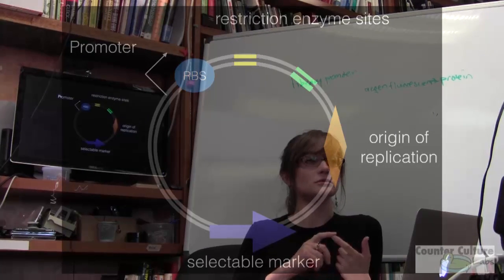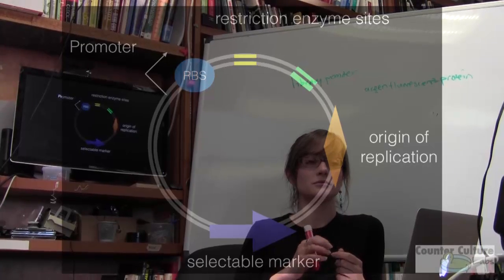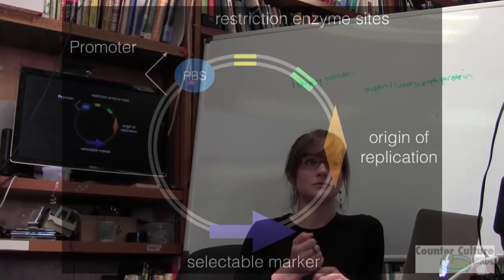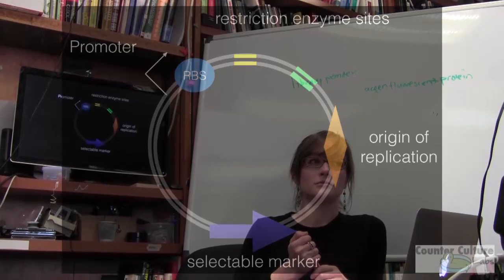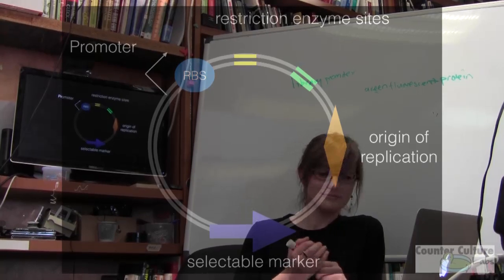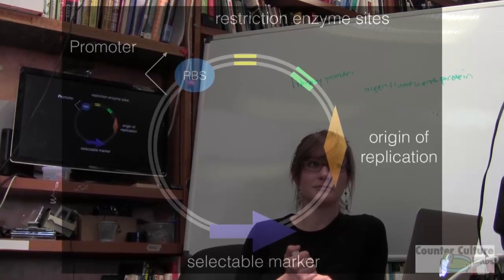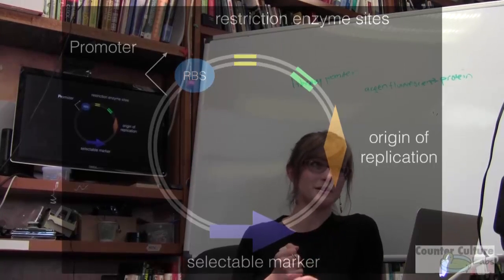And then there are other sequences that you can put in the vector that ensure it's not going to get lost, essentially. There's a way of making the cell addicted to having that plasmid, and that gives you a much more reliable presence of that plasmid in the cells.